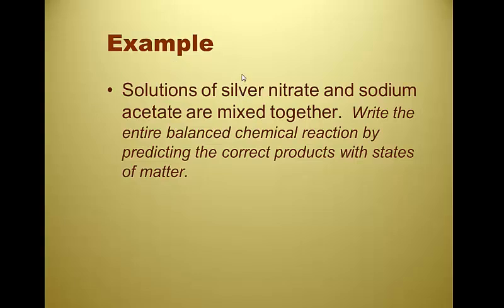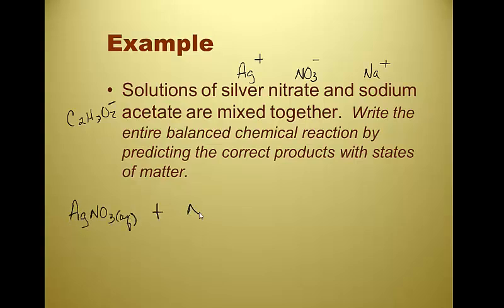So silver nitrate, silver being Ag+1. Silver is a transition metal, but it's an exception to the rule. You don't need a Roman numeral in the name. Nitrate is my polyatomic, sodium is in family number 1, acetate is C2H3O2 with the 1-. If I write these reactants appropriately, I will have these correct reactant formulas of both ionic compounds in water.